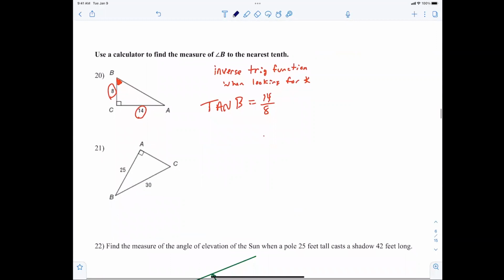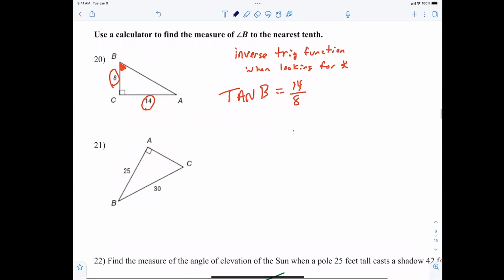All right, 20. What was B? Thank you. 60.255, and it's a degree symbol. It's a degree symbol. All right, did everybody use inverse trig?